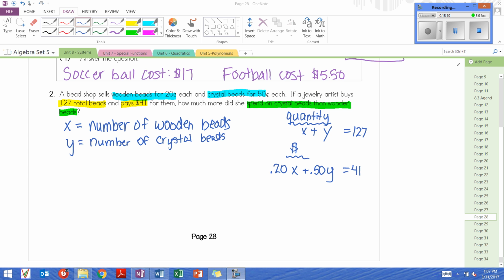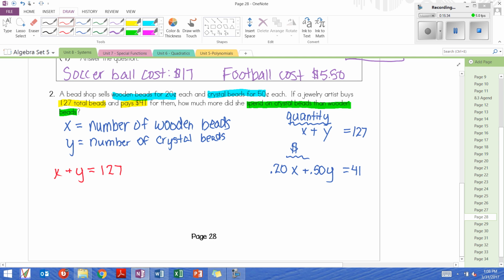I have both of my equations. So I look at the two equations and I need to decide, okay, is substitution or elimination best? Even though they're both written in standard form, my top quantity equation is x plus y equals 127. Let's start with that one. I'm going to write this in a different color so we can see we're on the next step. So x plus y is equal to 127. Wouldn't it be really easy to get one of the variables alone on one side? Couldn't I just move the y to the other side and say x is equal to 127 minus y?